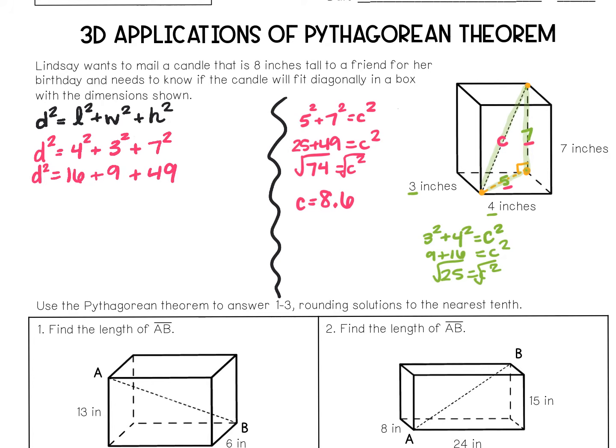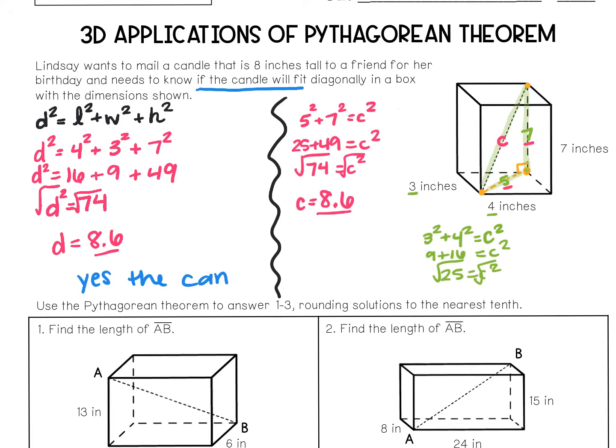What that gives me is d squared equals 74. The opposite of squaring is to take the square root, so I get that the diagonal equals 8.6. Both times we got 8.6 for our final answer for our diagonal. The question asks us if the candle will fit. Well, the candle is 8 inches tall and the diagonal is 8.6 inches. So yes, the candle will fit because the candle's height is less than the diagonal.